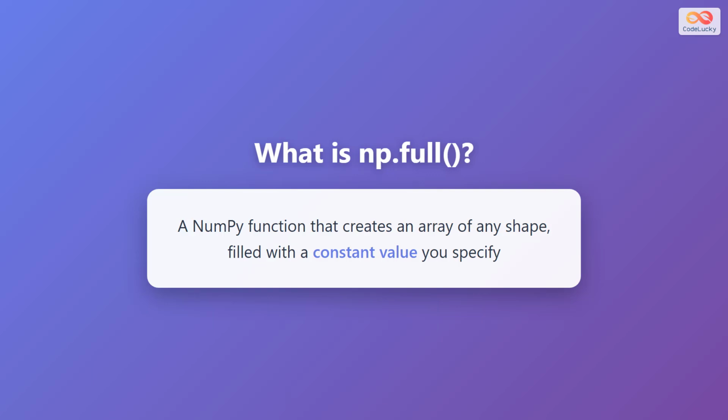np.full is a NumPy function that creates an array of any shape, filled with a constant value that you specify. Think of it as a way to quickly generate arrays where every element has the same value. This is incredibly useful when you need to initialize arrays with default values or create placeholder data structures.